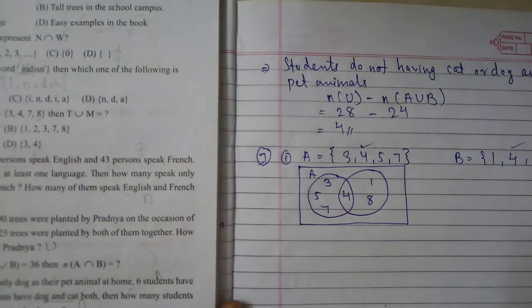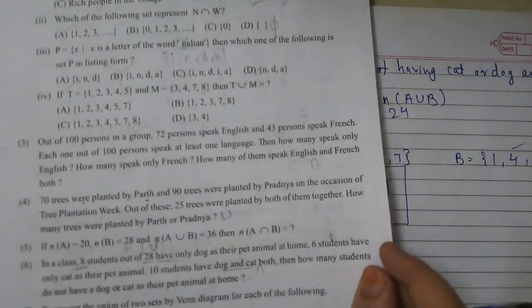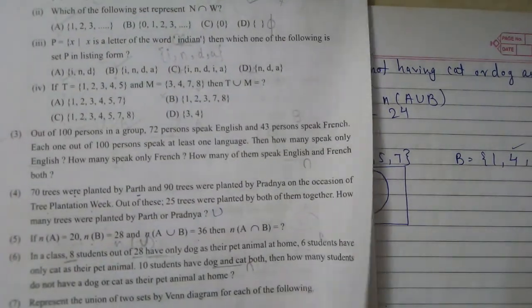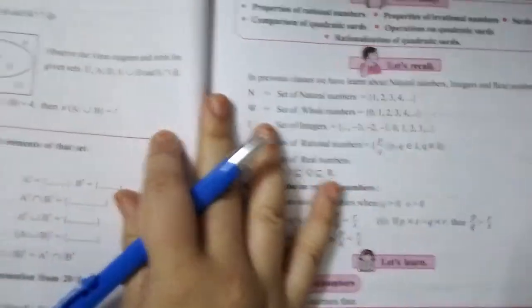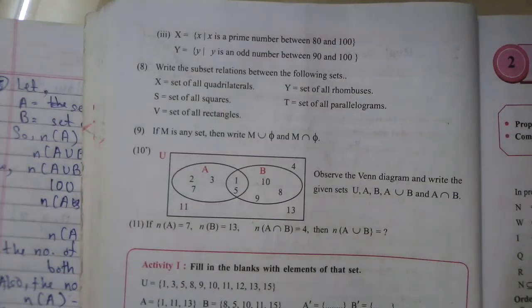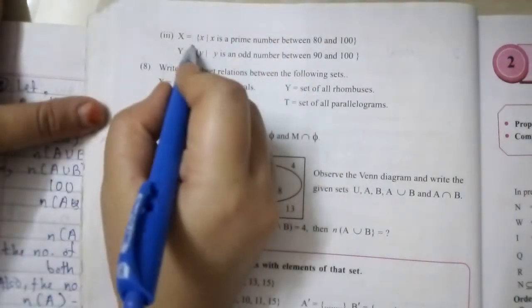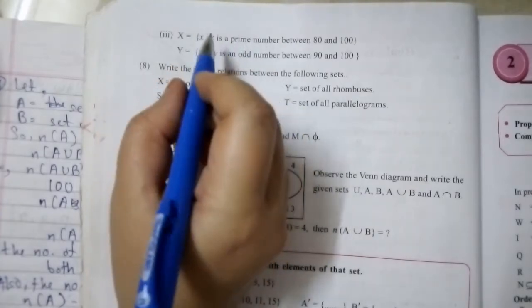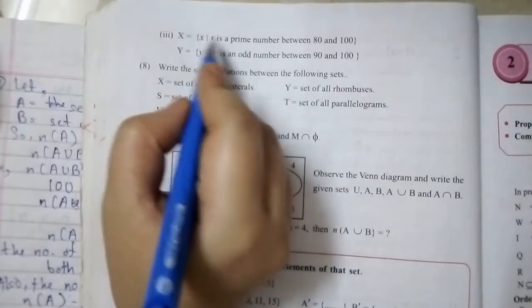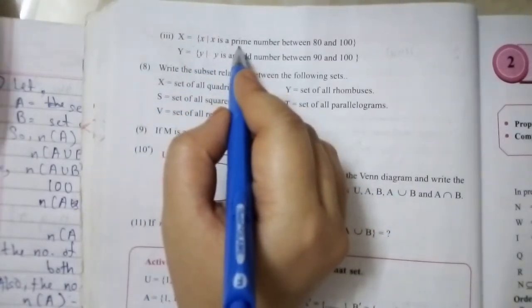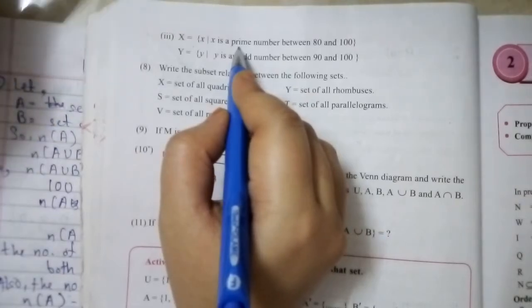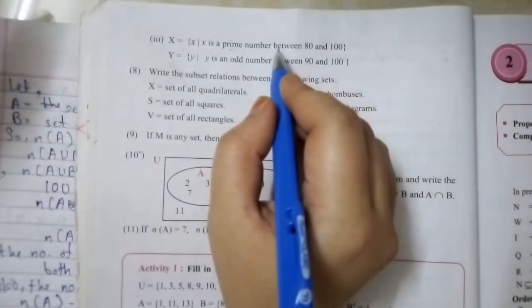Students, question number 2 is simple like this, I hope you all can solve it. Okay, so let's do question number 3. In question number 3, set X is given as the set of all x such that x is a prime number. Now what are prime numbers? They are numbers having only 2 factors.